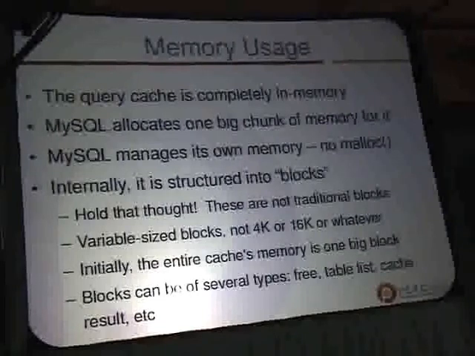Okay, so the query cache is a chunk of memory. And it is completely in memory. It's not on disk. MySQL allocates as much memory as you specify in one chunk when you either enable the query cache or when you start the server, if it's enabled in the configuration file. MySQL allocates that all at once with one big malloc, if you're a C programmer. One big malloc, and then there's no operating system memory management of that after that point. So MySQL manages its own memory after that.